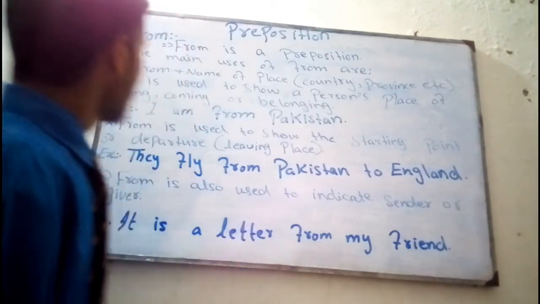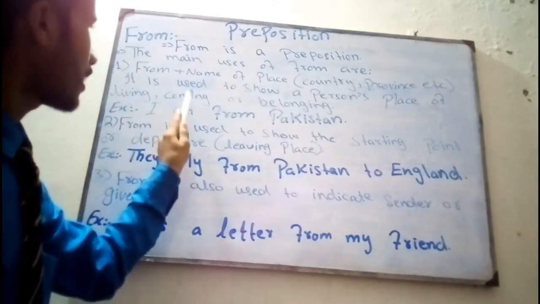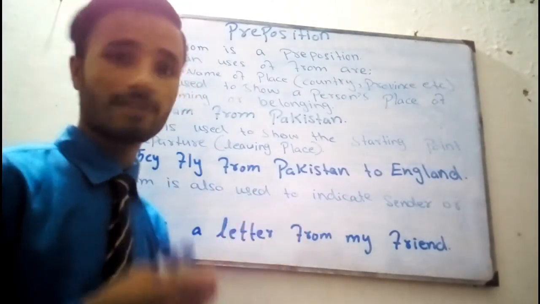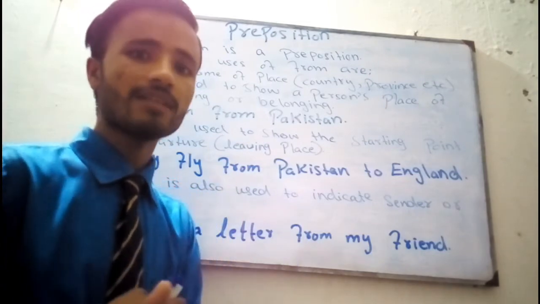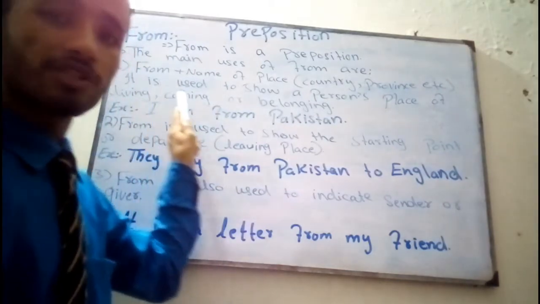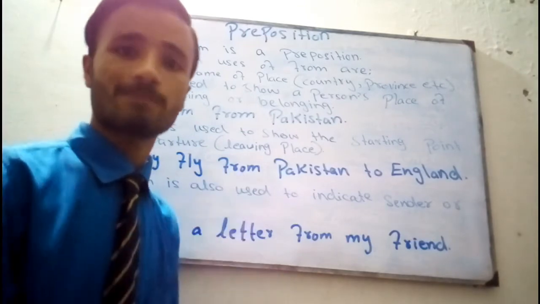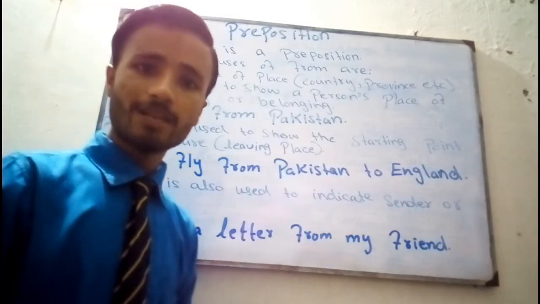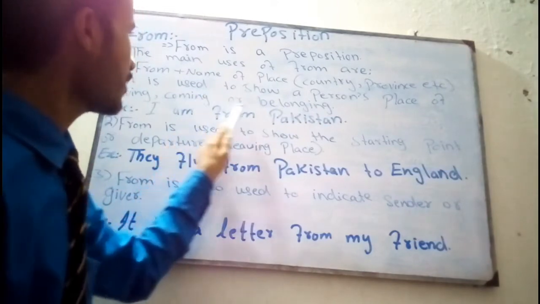Is this clear? So see, it is used to show a person's place of living, coming, or belonging. If we want to know where he lives, we want to know about his country, or his place of living, then from is used to show that place. So whenever we want to know about someone's place of living, from helps us know about it. Is this clear? See, it is used to show a person's place of living, coming, or belonging.